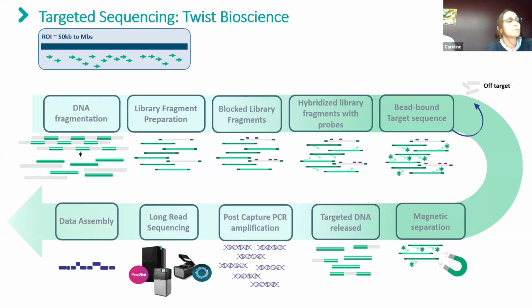Then the fragmented DNA is hybridized with specific biotinylated probes, and the target fragments are captured using magnetic streptavidin beads. After that, we release the captured DNA, perform a post-capture amplification, and proceed to long-read sequencing. In our case, we use PacBio technology, but we can also use Oxford Nanopore technology. And finally, the data are assembled and analyzed.